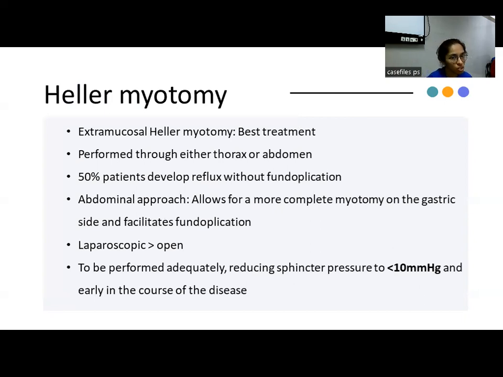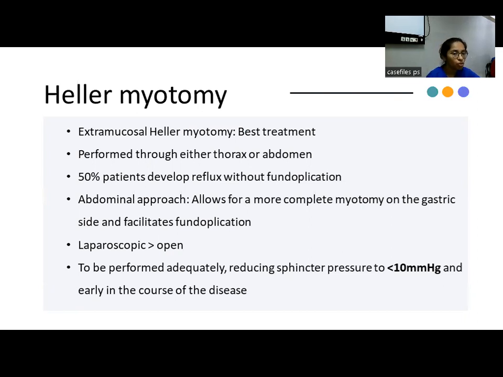This is an extramucosal Heller's myotomy. It is considered the best treatment for patients with achalasia. It is performed either by the thoracic approach or by the abdominal approach. Both approaches have their own perks. However, usually when the myotomy is performed, 50% of the patients will develop reflux in the follow-up, and hence the myotomy has to be combined with fundoplication to avoid such reflux.